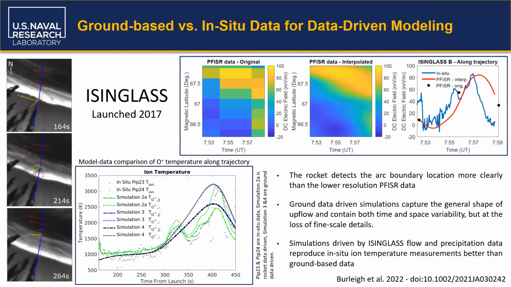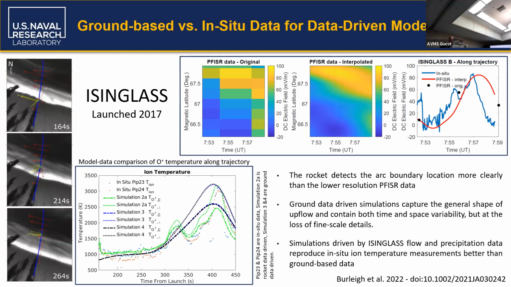In general, the ground data-driven simulations are capturing the general shape of upflow and contain both time and space variability, but at the loss of those fine-scale details. So for example, if we look at Fabry-Perot data, this is going to be this top figure here. The original Fabry-Perot data is pretty coarse as compared to the model grid resolution. Once we interpolate it onto the model domain, it becomes this smoother image up in the middle.